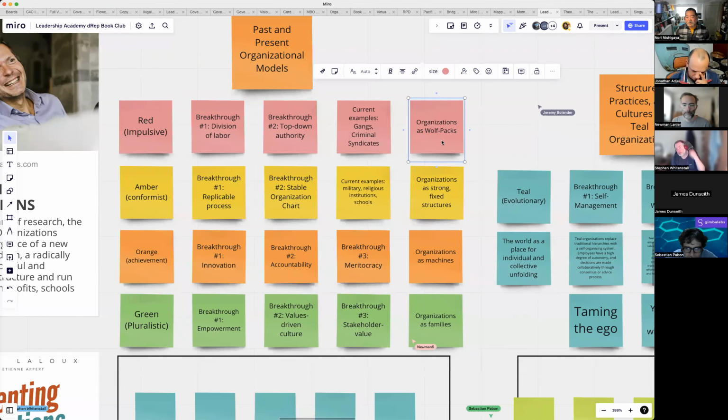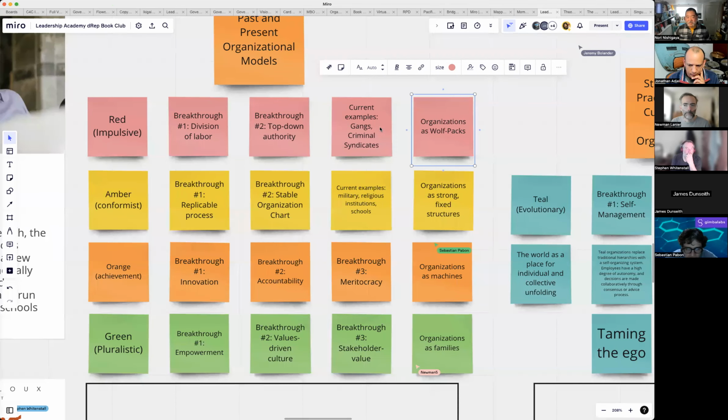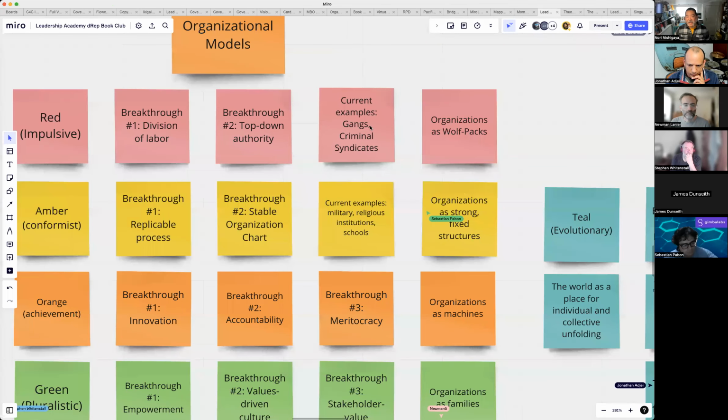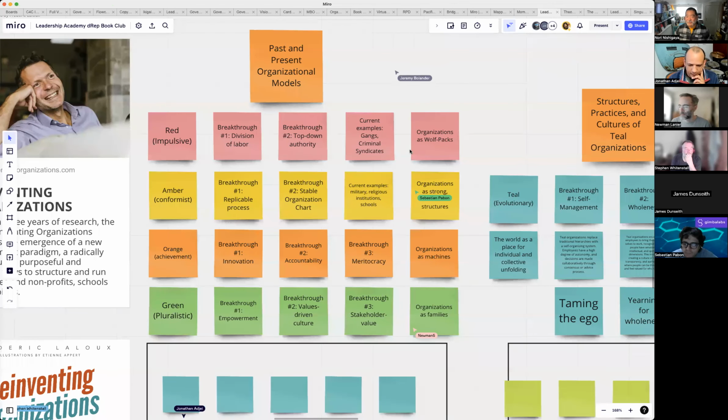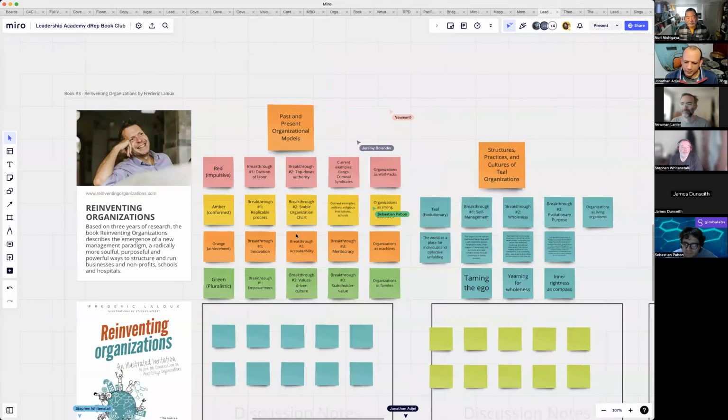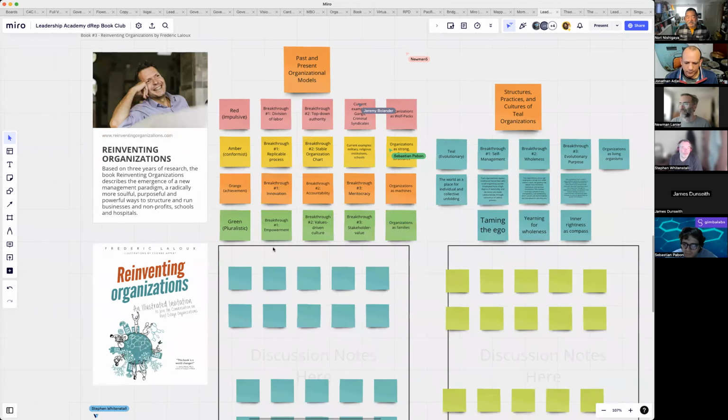And it really saw organizations like a wolf pack. There was a single strong leader and everyone else followed. And you don't see that as much today, but some current examples might be gangs or criminal syndicates. I'm not sure if there are any legal examples, but if anybody has any, please share and post. It'd be interesting to see if anybody sees that kind of stuff happening.